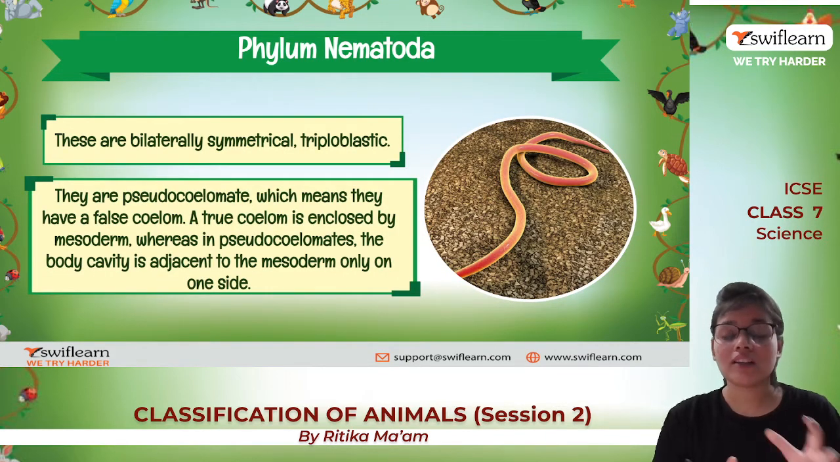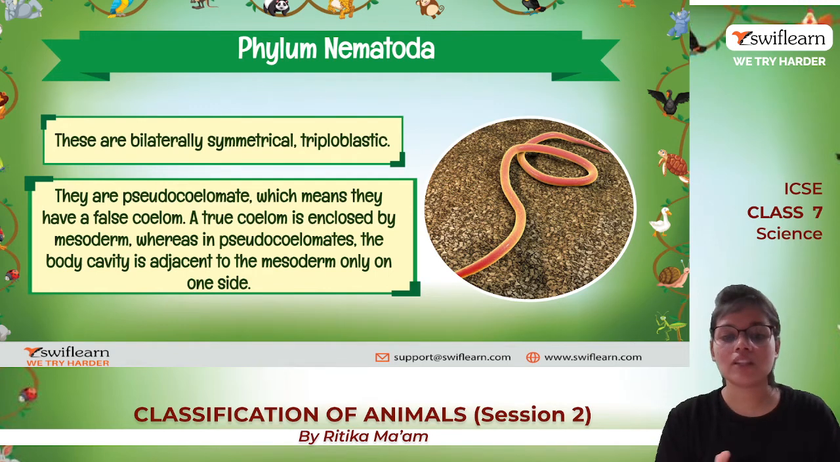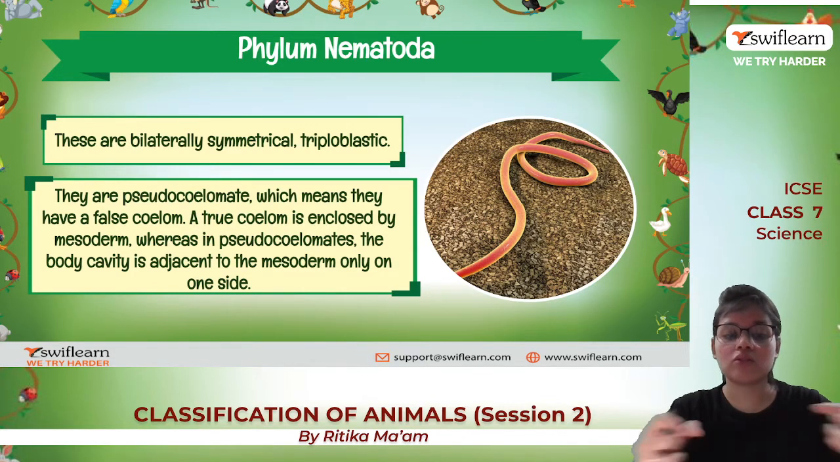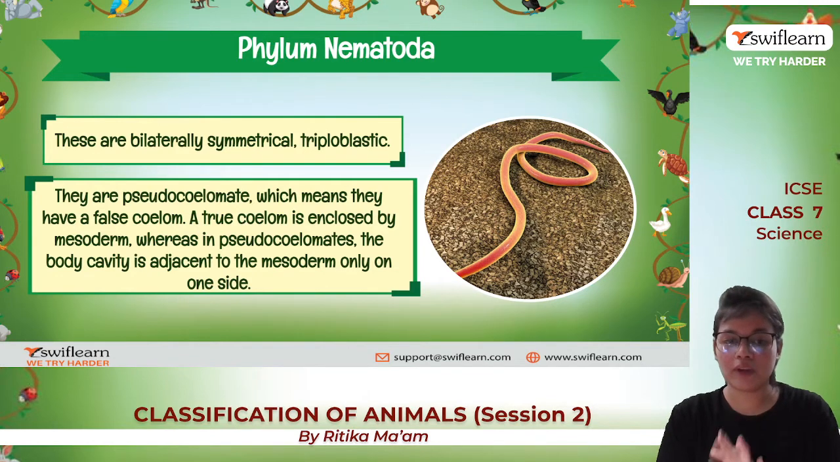Next, what are their main characteristics? They are bilaterally symmetrical, they are triploblastic, and they are pseudocoelomate, that is, they have a false coelom. A true coelom is enclosed by mesoderm, whereas in pseudocoelomates the body cavity is adjacent to mesoderm only on one side. So their actual characteristic is that they are pseudocoelomate, having a false coelom.